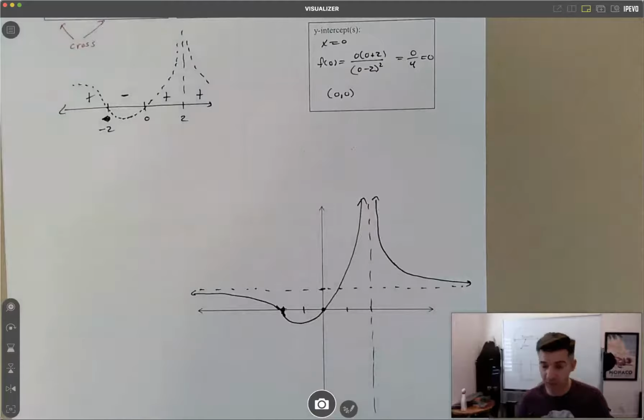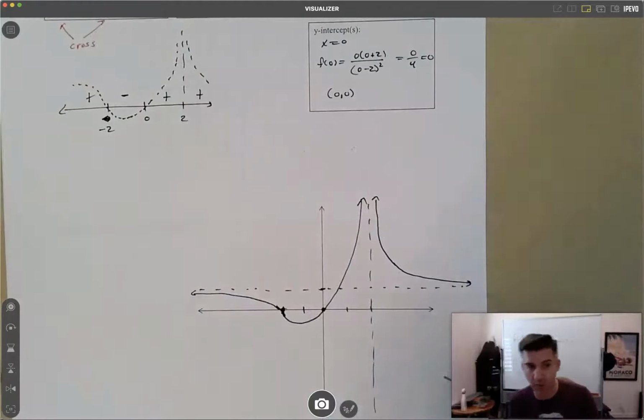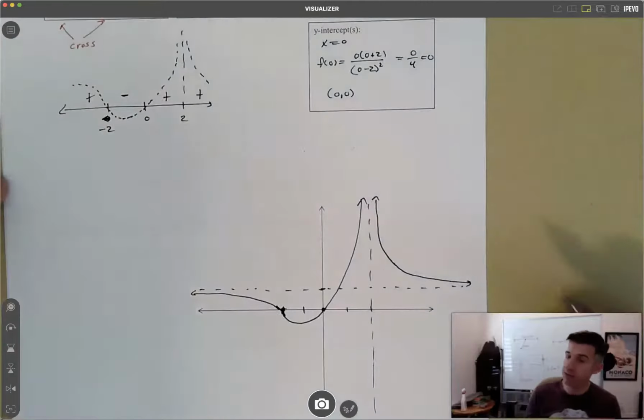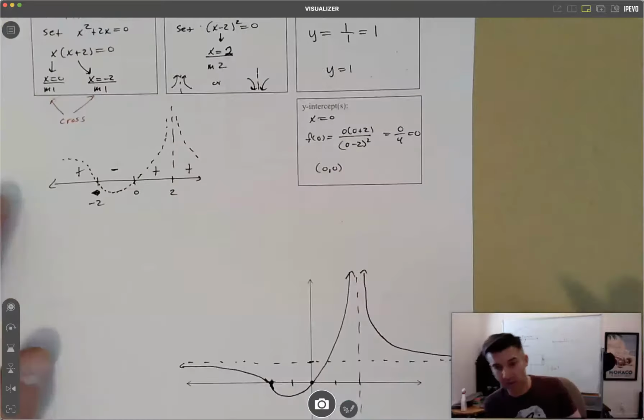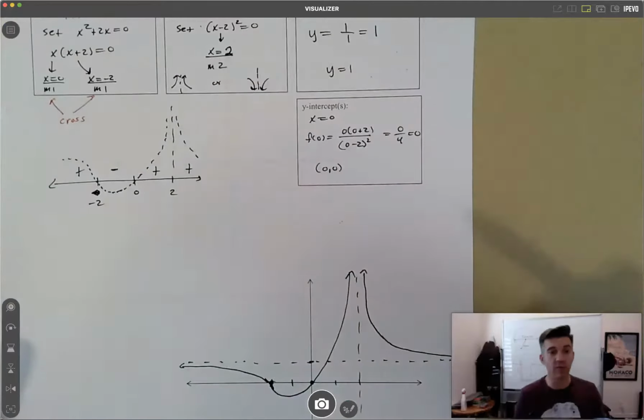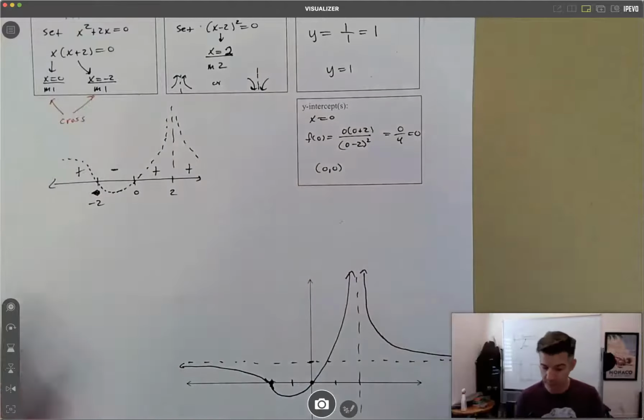You can definitely plot extra points if you want to, like you could have plotted x equal to 3 and 1 and -1 and -3, but it's not required. It does take more time to do that. So I'm just trying to show you what I think is the most efficient way of doing this. But if you want to plot more points to be sure of what your graph looks like, that's really, really okay.